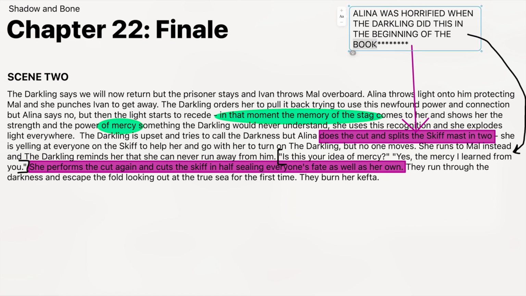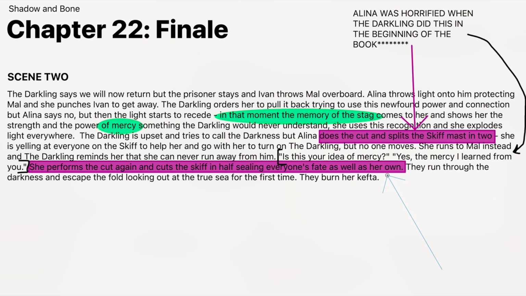arc. In the beginning, she was horrified when the Darkling did this magical, powerful effect called the cut, and only few Grisha are able to do it. The Darkling was the only one of their current time. Alina now performs it because she has this amplifier, and it makes her more powerful. She performs the cut and splits the skiff mast in two. At first, this shows her difference to the Darkling, right? She didn't use the cut to kill anyone. She used it to cut the mast and send a message.